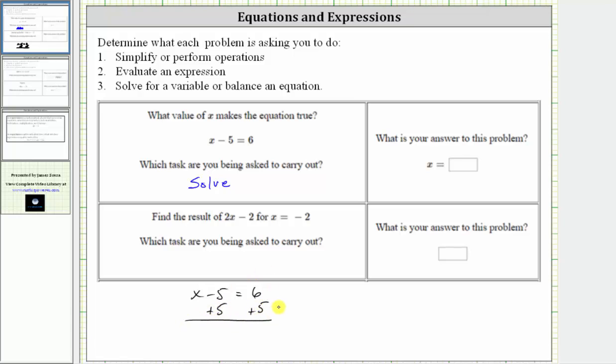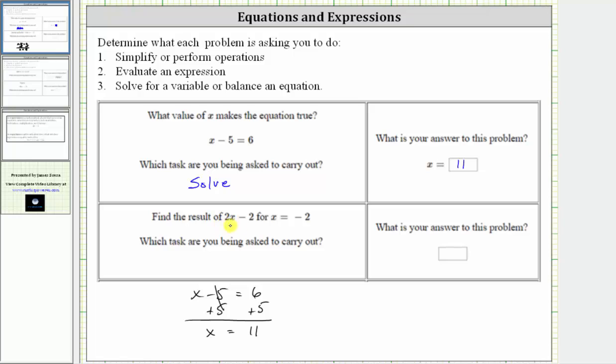And now we simplify both sides of the equation. Negative 5 plus 5 is 0, giving us x on the left is equal to, on the right, 6 plus 5 is 11. Our solution is x equals 11, again because 11 minus 5 equals 6.